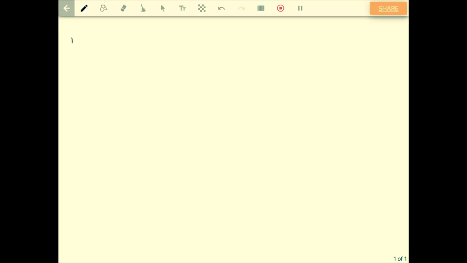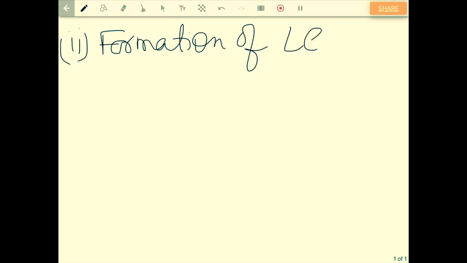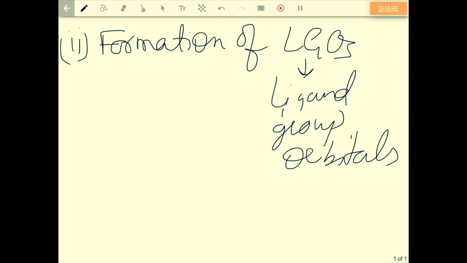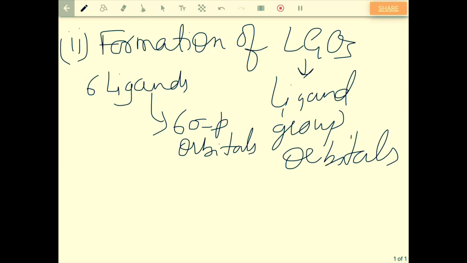Now the second step is formation of LGOs. LGOs means ligand group orbitals. First of all, the six ligands have six sigma p orbitals. These six sigma p orbitals can form sigma bonds with the metal, thus forming an octahedral geometry.